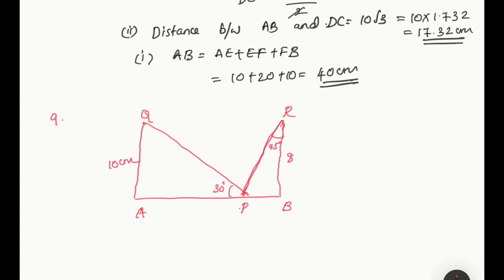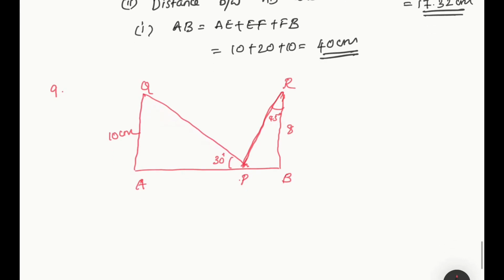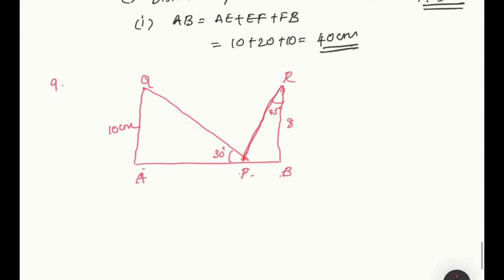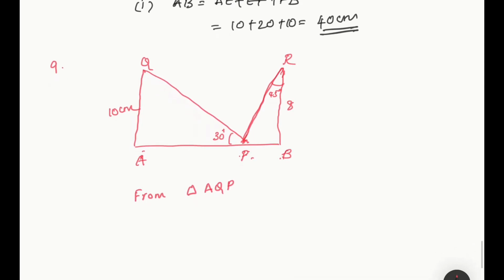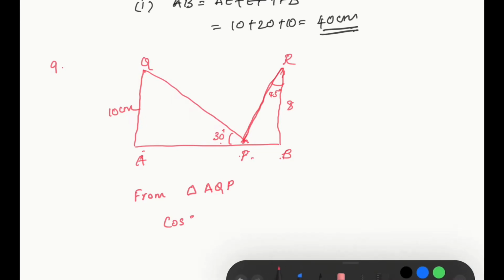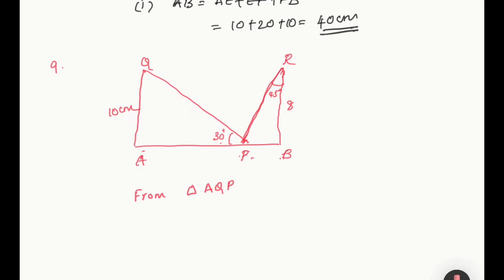So use the information given to find the length of AB. Only the figure has the values given. With this you need to find AB. In order to find AB, you need to first find out AP, then you need to find out PB. So from triangle AQP, I need AP, right? AP is the base for 30 degree. So we can use tan, because we don't know the hypotenuse. We know only the perpendicular. We need to find the base.